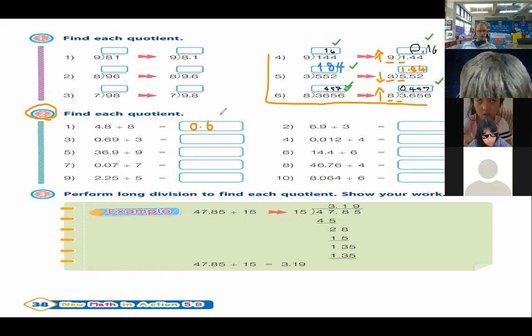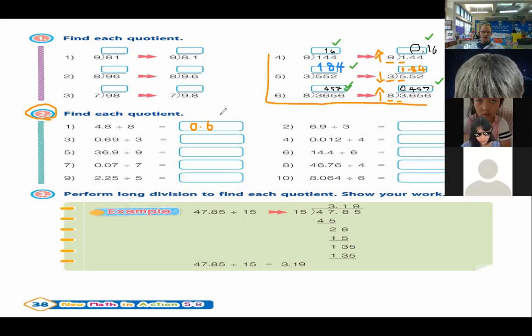Okay. So do your long division. Maybe try and calculate it properly. And let's see how many we can do. We have about 7 minutes or so left. Let's see if we can do all of them.